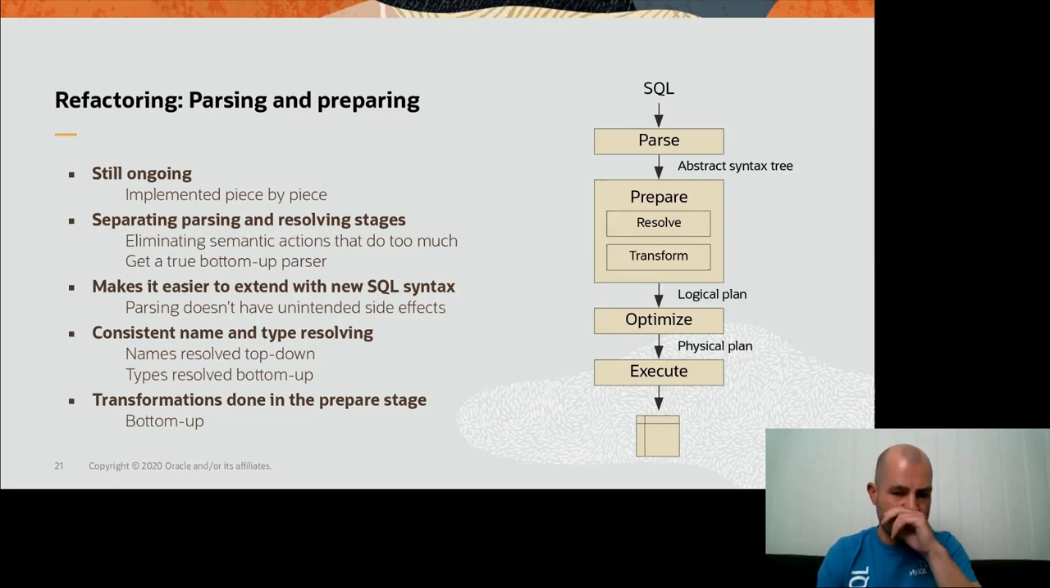And we cleaned up how we do transformations. So they're all done in the same way. We do one dive down the AST. On the way down, we do name resolving, and on the way up, we do type resolving and transformations as you see. And also constant propagation and constant folding on the way up there.